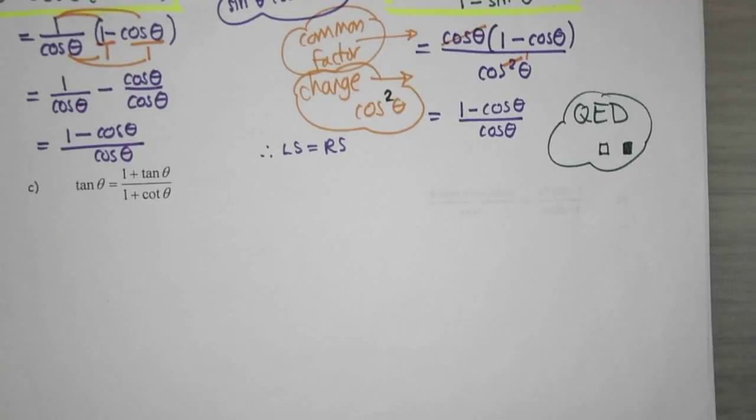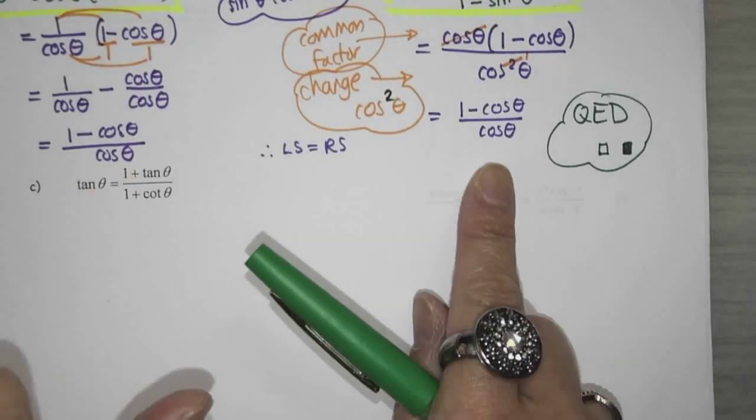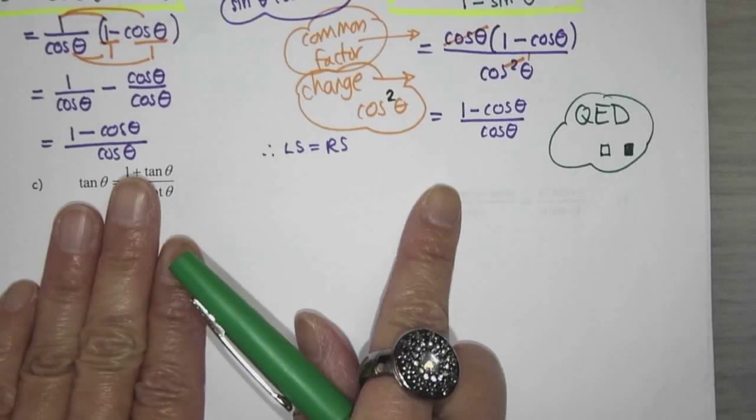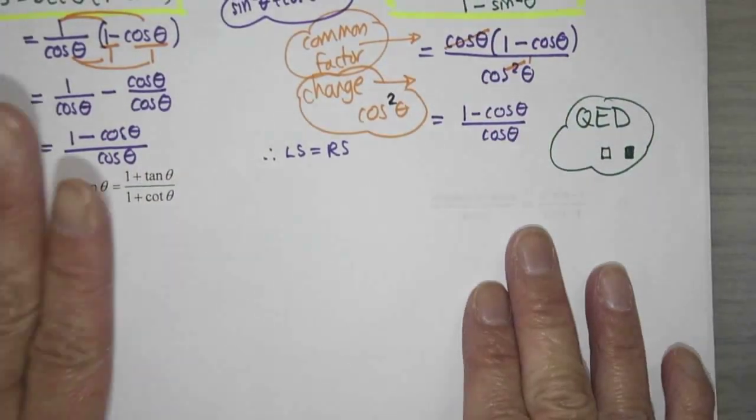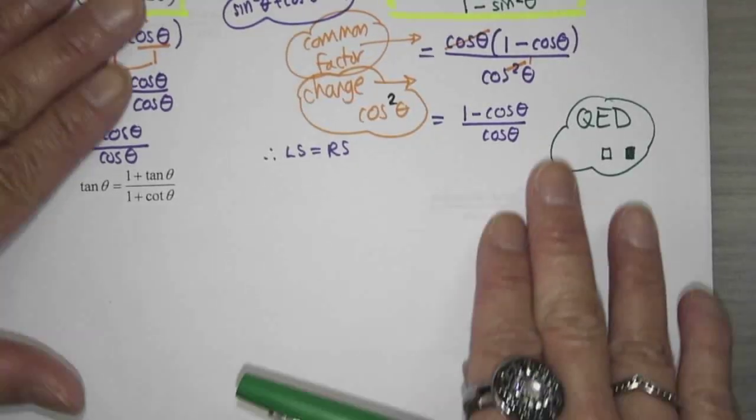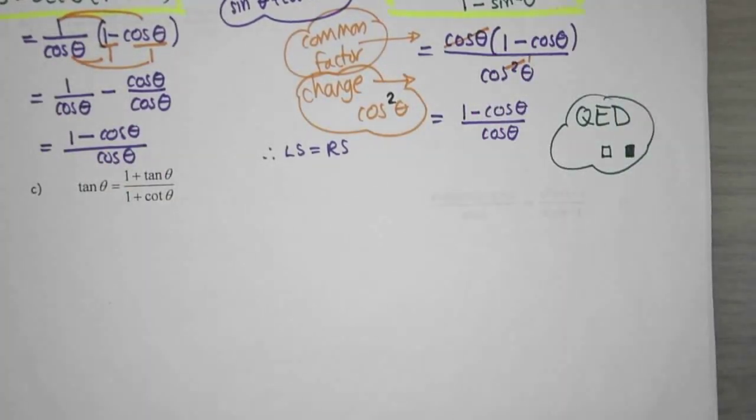So that's what you're aiming for, is that you want to get them to match. When they match exactly, you stop. So sometimes you have to do the right side like 4 or 5 steps. Sometimes the left side, none. Sometimes you work on both sides. There's no telling.